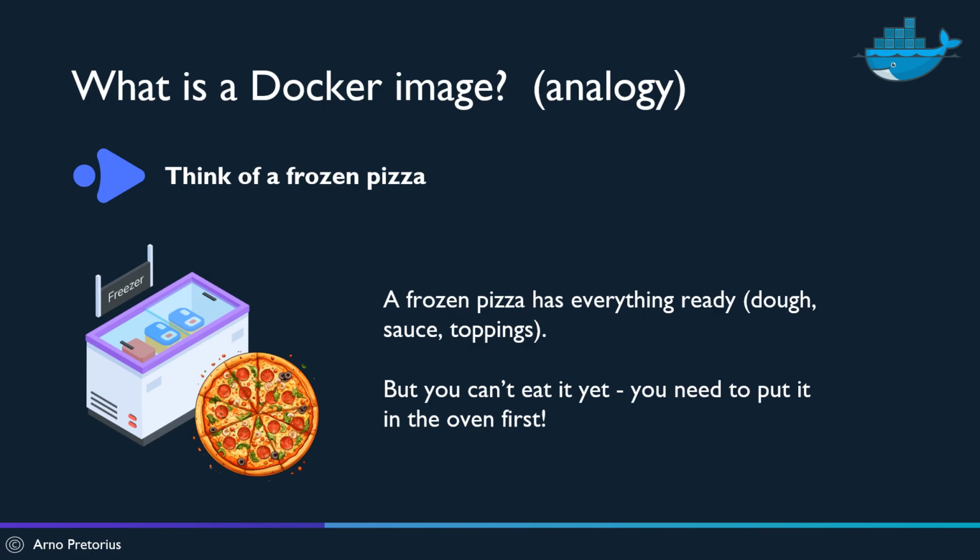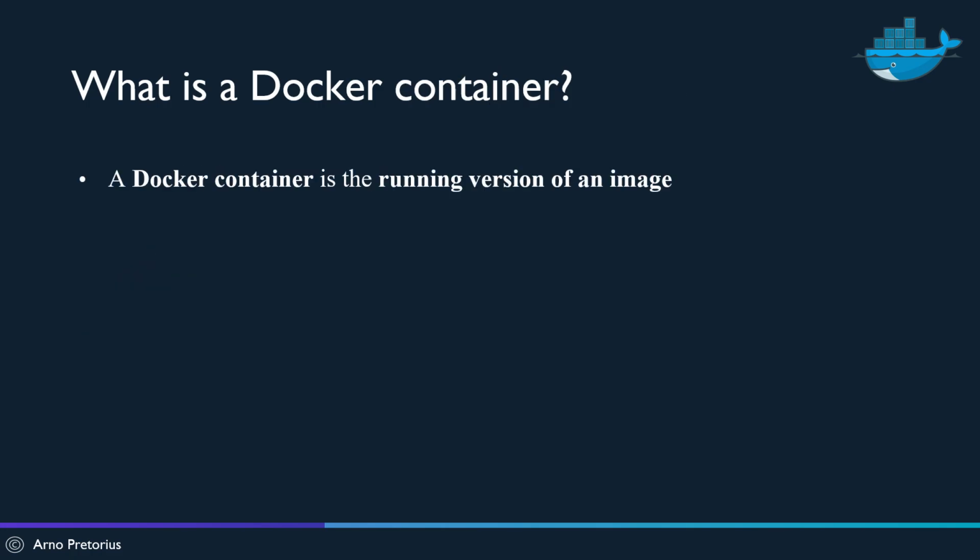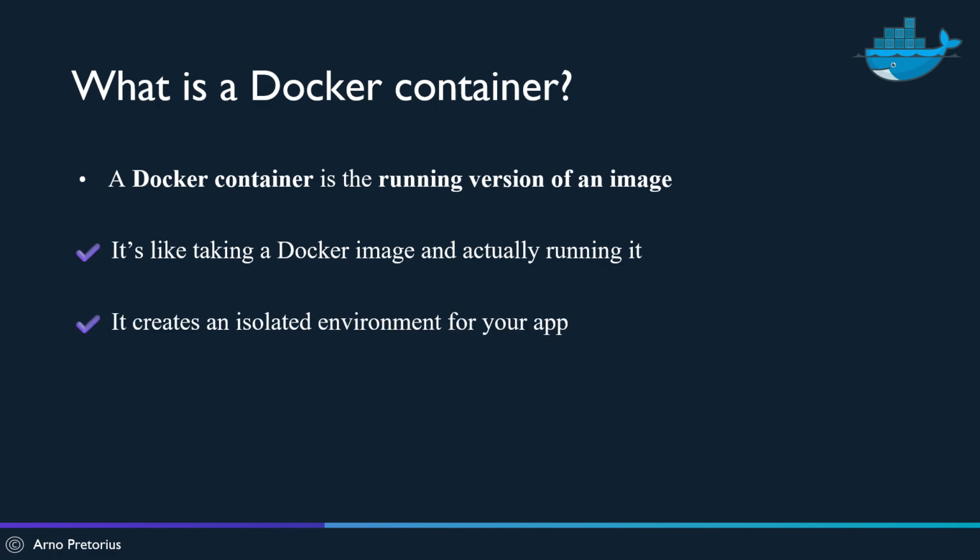And then your Docker container, if we dive deeper into that first, is essentially the running version of an image. It's like taking a Docker image and actually running it. So you could say that the Docker container is the running instance of your Docker image. It's your Docker image that is running, and this creates an isolated environment for your app, all separated and in place with your Docker container. And you can start it, stop it, and even delete your containers whenever you want.